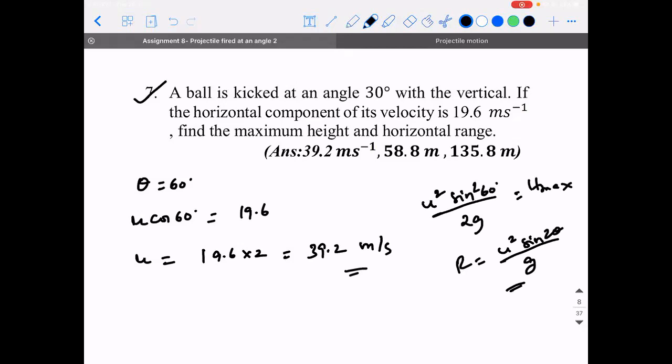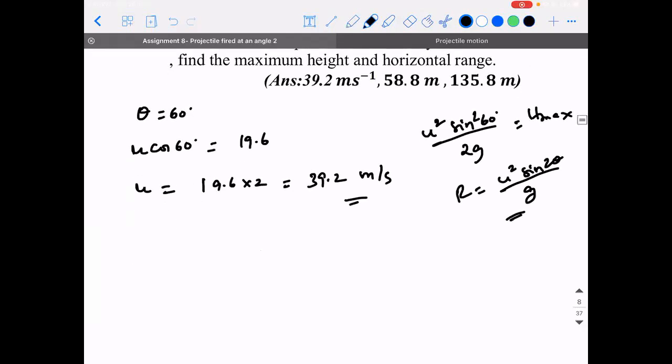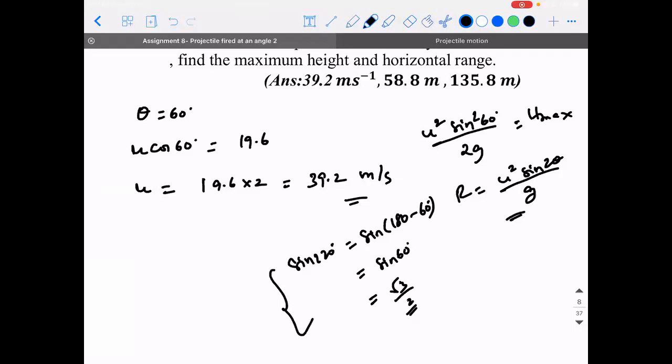I hope you guys know what is the value of sine 120, right? Yes, sir. How much is it? It is sine of 180 minus 60, and it is sine 60, which is root 3 by 2. Okay. Done.